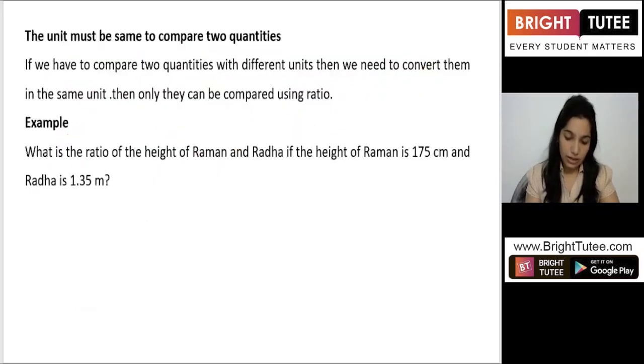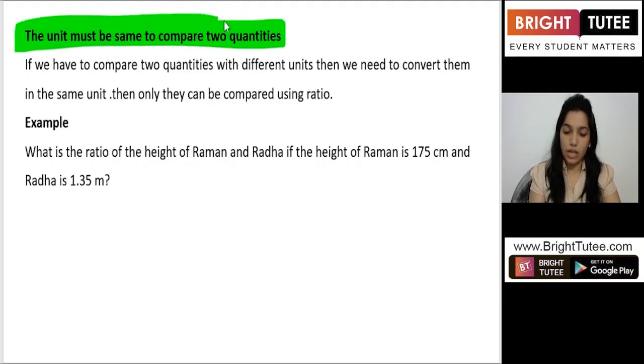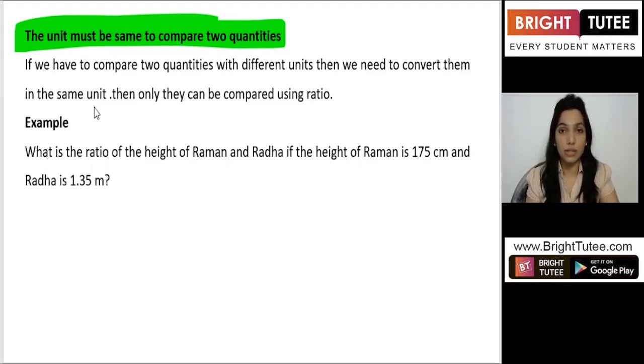Okay. Now, what we have just learned is that the unit must be same when you are comparing the two quantities. This is what you have just learned, that every time you're solving a question of ratio, the units must be same. If we have to compare two quantities with different units, then we must convert them into a same unit. Then only we can compare them using the method of ratios.